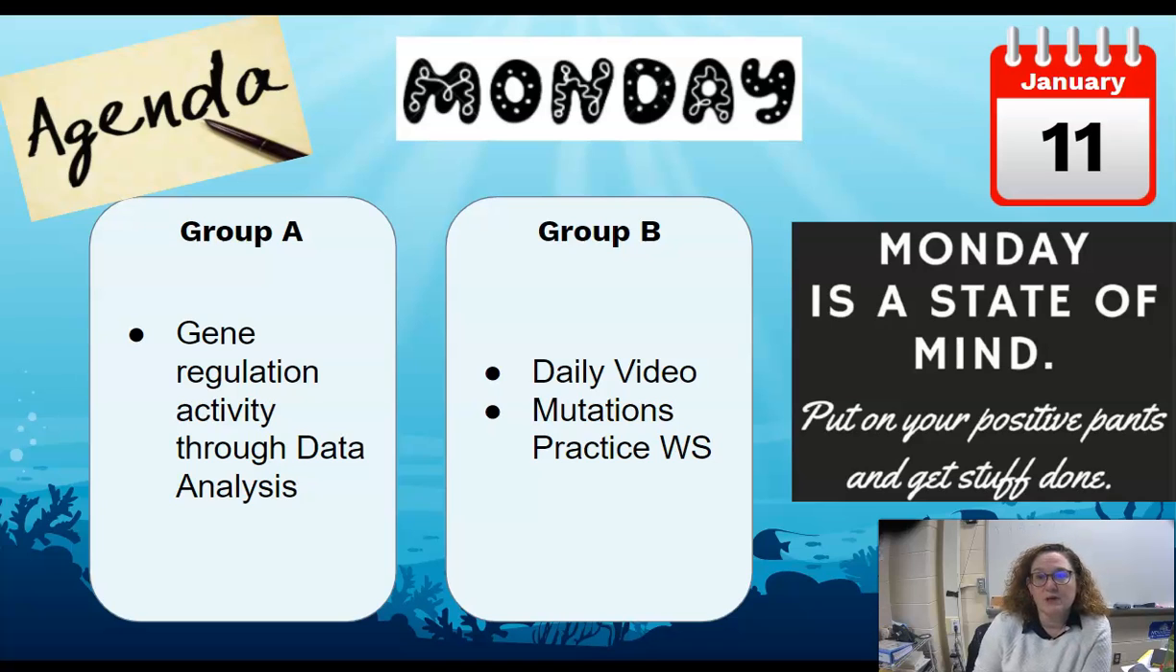So if you're in Group B, you're watching this today on Monday. If you're in Group A, you'll watch it on Tuesday or when you choose to do the work. Okay. So Group A is going to be working on an activity here in class. Group B, you'll be working on mutations. So what you guys are going to do.